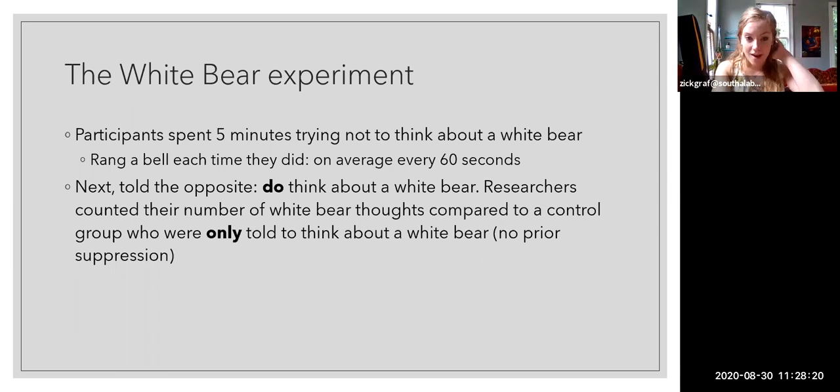So next, after that, the same people who were told to suppress thoughts about a white bear, not think about it, were told that now they should think about a white bear for 5 minutes. And now a control group came in who hadn't previously been told to suppress thoughts about a white bear. And that control group were just only told to think about a white bear. So we have two groups of participants now actively trying to think about a white bear. People who suppressed white bear thoughts for 5 minutes before, and people who had never had to suppress white bear thoughts.